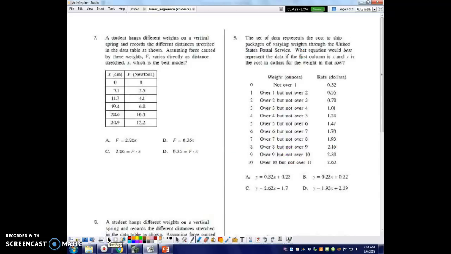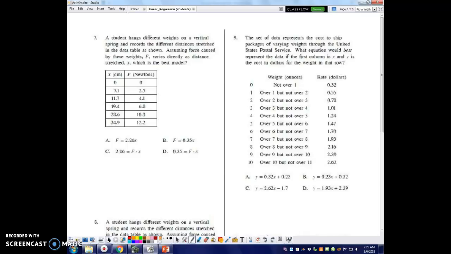All right, number 7. Number 7 says, a student hangs different weights on a vertical spring and records the different distances stretched in the data table shown. Assuming force caused by these weights F varies directly as distance stretched X, what is the best model? So how do you think we're going to do this?